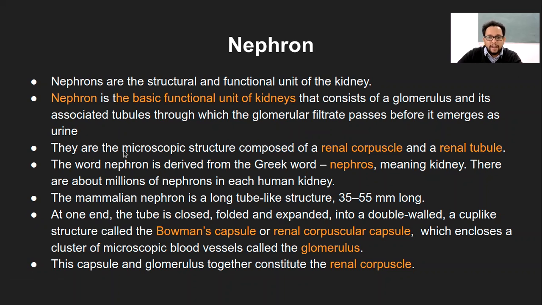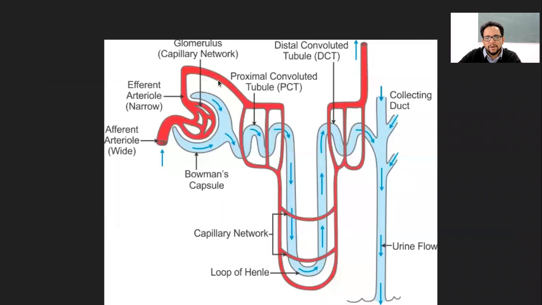Now, they are microscopic structures. So these nephrons are microscopic structures which consist of a renal corpuscle and a renal tubule, right? Renal corpuscle means a renal capsule, which is this front part. So this glomerulus with the Bowman's capsule is called renal corpuscle, because it is a capsular body or a bulb-like body in the nephron structure. So it is called renal corpuscle, and this other segment, which is tubular, is called renal tubule.